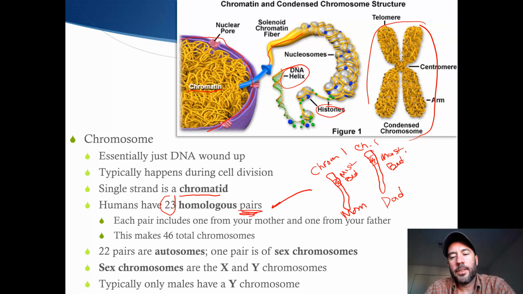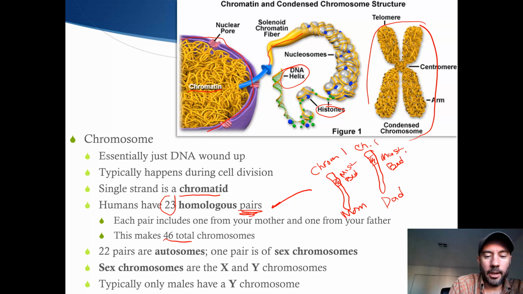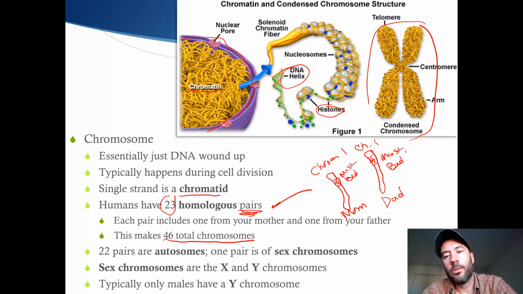Okay, so that means you've got chromosome 1, chromosome 2, chromosome 3, chromosome 4, chromosome 5, and on and on and on. And you've got one of those from mom and one of those from dad, okay? So if you do the math, 23 times 2, that's really hard, I know. It makes 46 total chromosomes. 23 pairs, 46 total. 23 pairs of shoes, 46 individual shoes. Whoa.